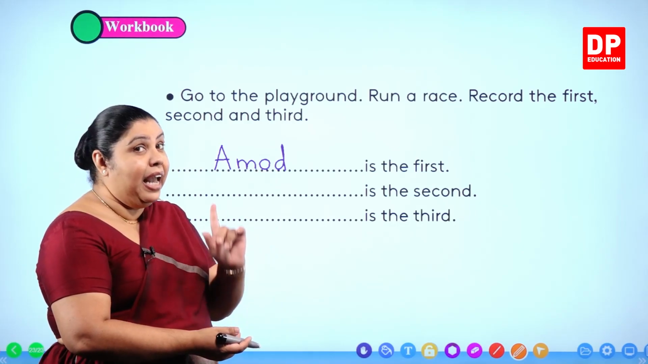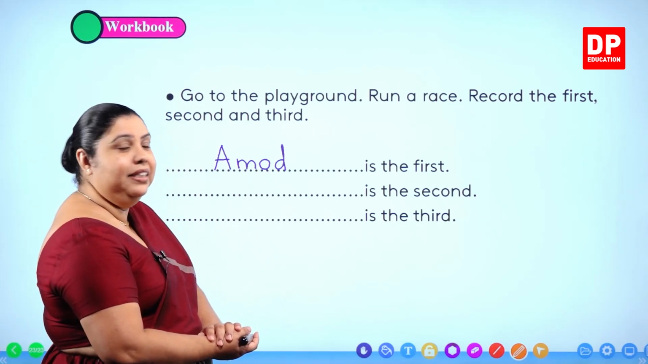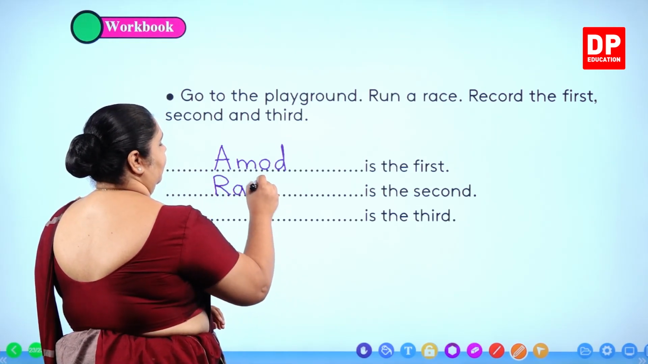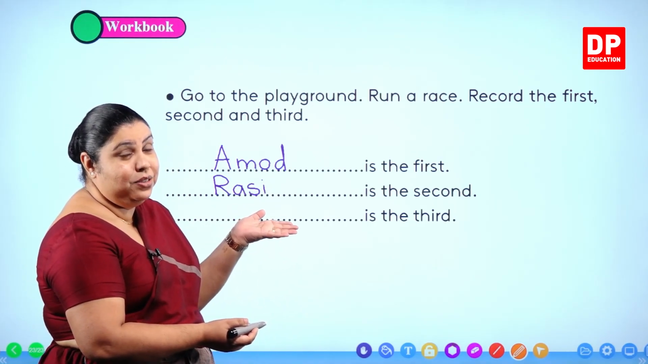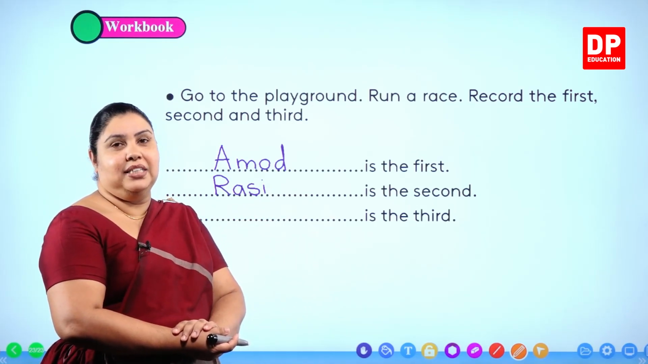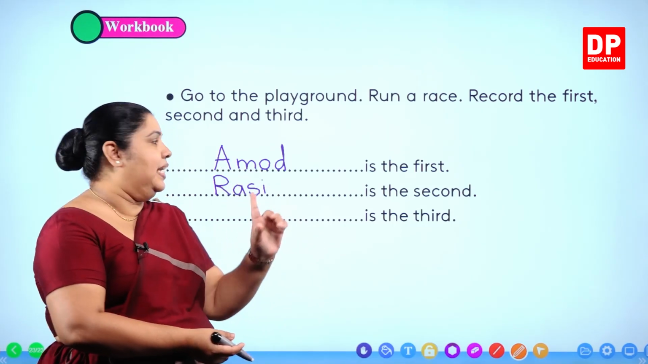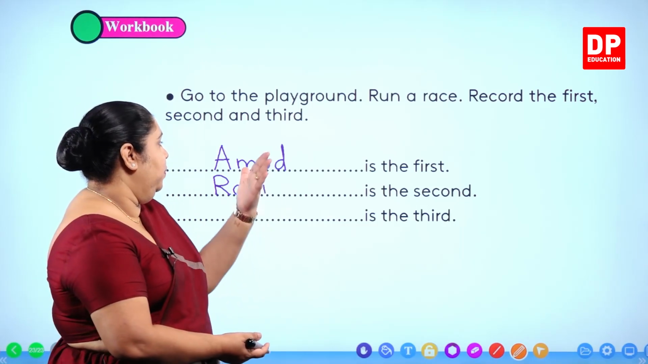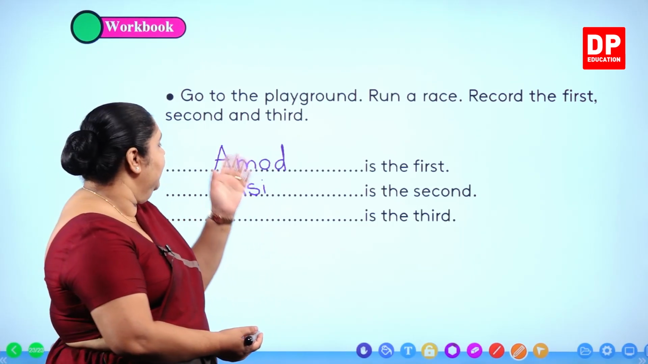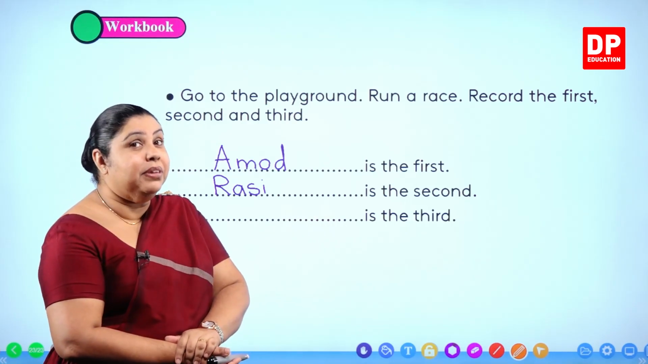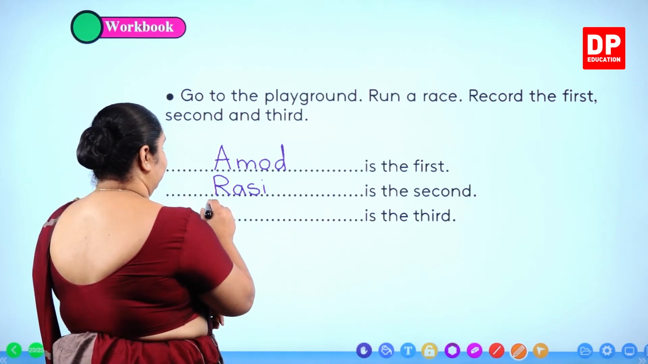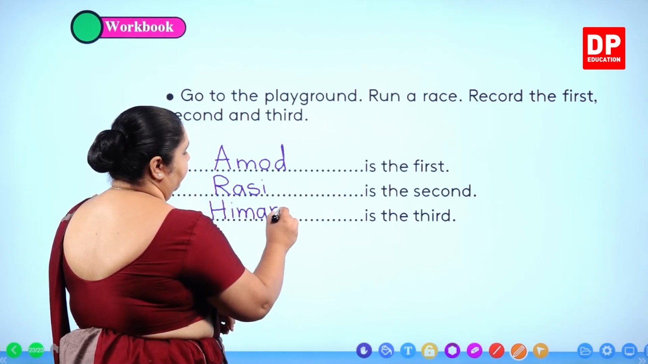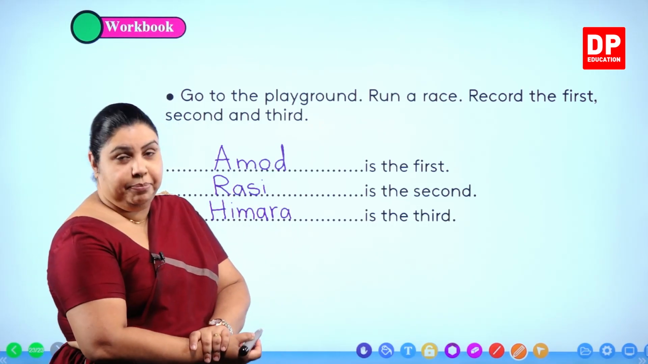Amod is the first that we had in our book. Then who came second? It was Rasi who came second. Now I have only these friends, but you have a lot of friends in your class. So you have to go to the ground and get the results and write the names of your friends over here. So in our book, we had Amod as the first, Rasi as the second, and who came third? It was Himara. Now you have to remember, when we write names, we have to start with a capital letter.